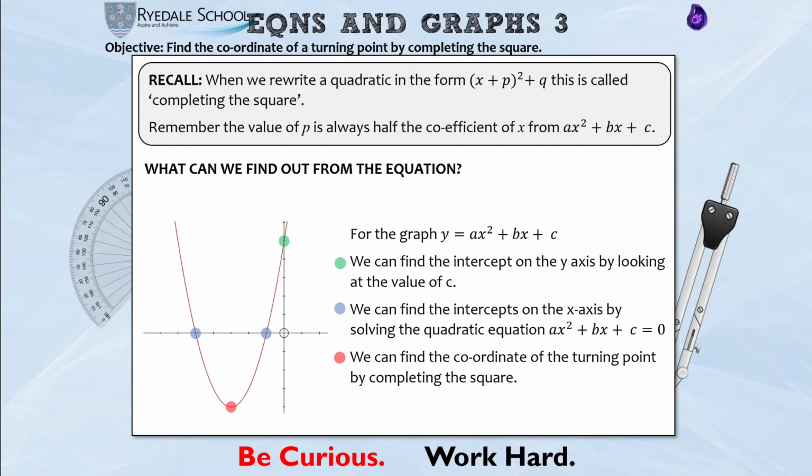So just to remind you, the process of completing the square is where we rewrite a quadratic in the form (x + p)² + q. And the important thing that we spotted when we did the work on completing the square is that when you're generating that rewritten form, the value of p is always half the coefficient of x, so always half the value of b in your quadratic.